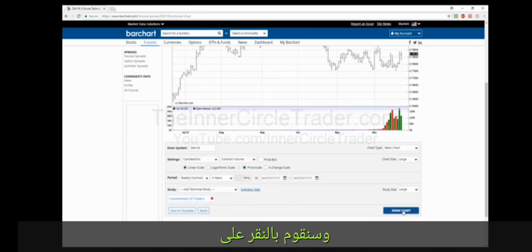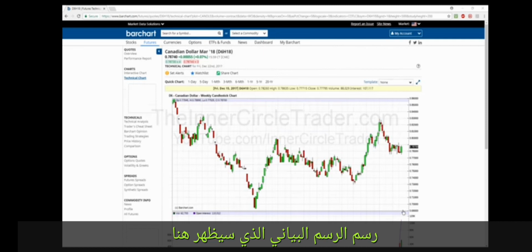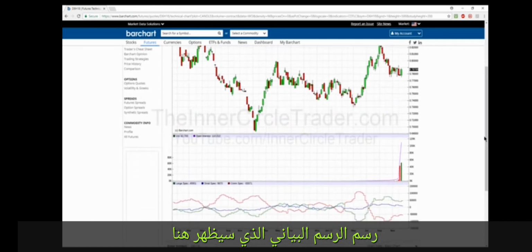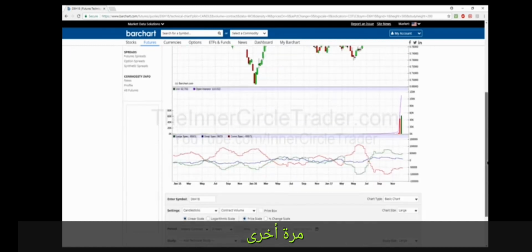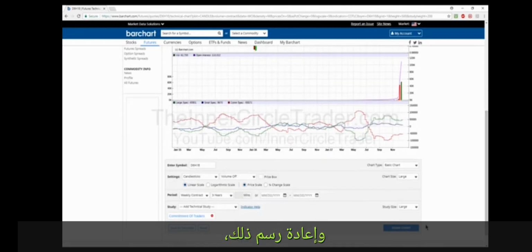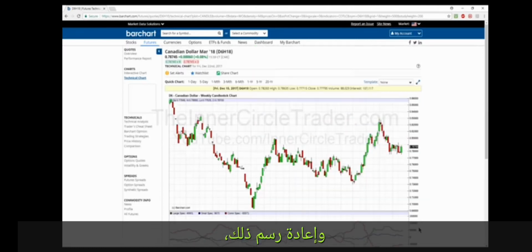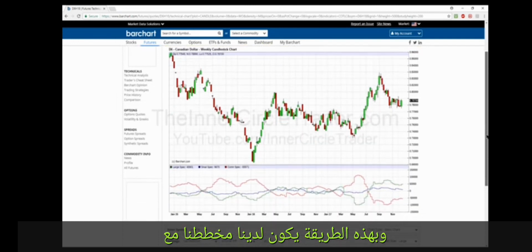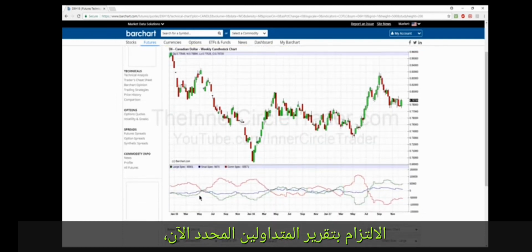And we're going to click on Draw Chart, and it'll pop up here. And again, let's take our volume off and then redraw that. That way we have our chart with the Commitment of Traders report plotted.